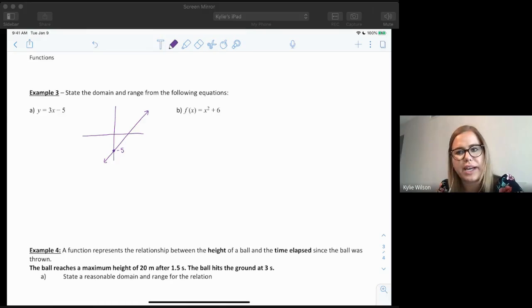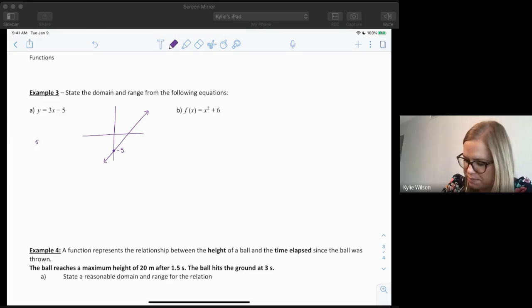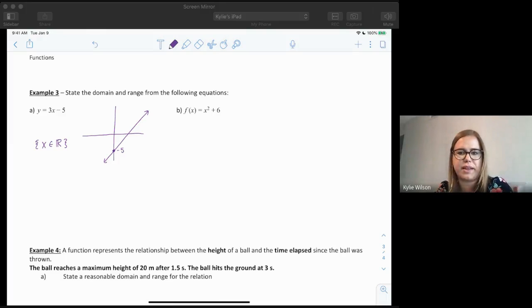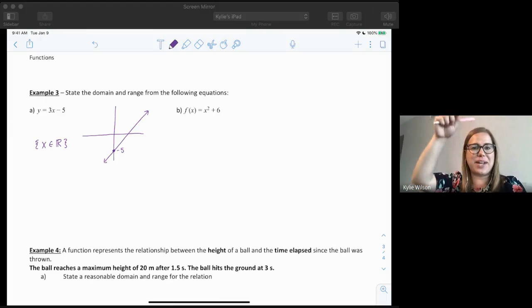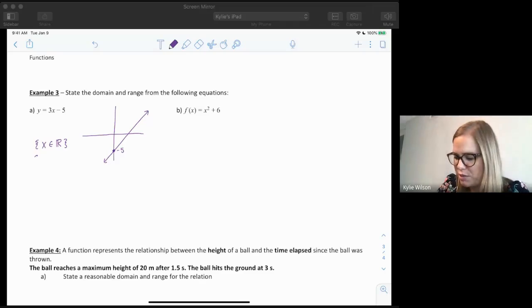So if I'm going to write my domain and range, there is nothing at all that limits my x's. My x's can just keep on going forever and ever. So I say x is an element of real numbers. Now I look at my y's. So similarly, my y's have nothing limiting them either. So they just keep going on forever and ever and ever. So my y's are also an element of real numbers. So that's our first example doing it from the equation.